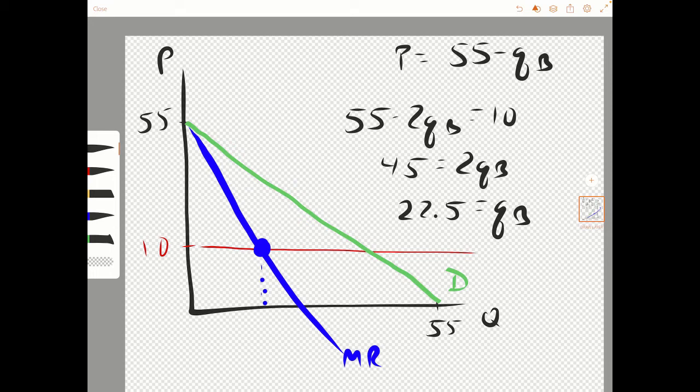But this changes the total industry output now. So total industry output is 45 plus 22.5, or 67.5. That's our new output, which means it's going to change the price. So we put 67.5 back into our original demand curve, and price is going to equal 32.5. So this is the process. Now, what's going to happen is Airbus will see what Boeing did. It's going to respond to that.